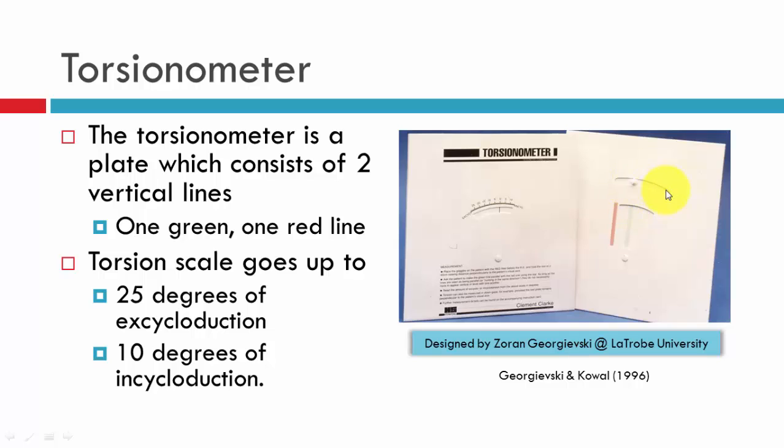And as you move this green line here, this line here will move accordingly across this scale, and it will tell you when the patient actually comes to the conclusion of the test whether you have an excyclo-rotated or an encyclo-rotated eye. So the question to the patient will be to make this line parallel, or the green line I should say, parallel to the red line.